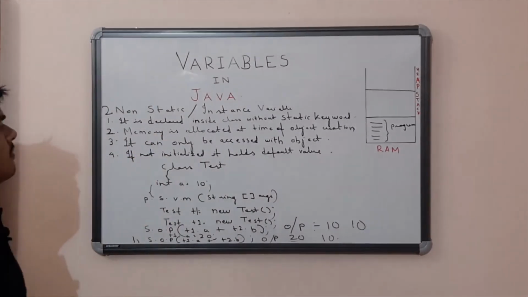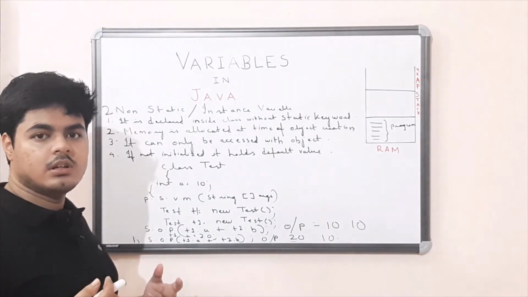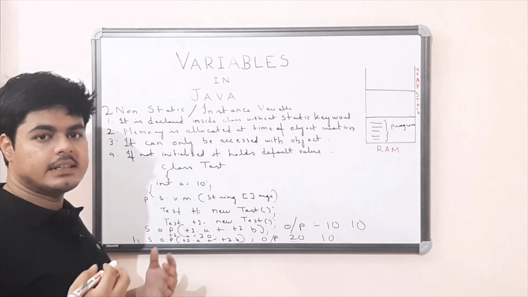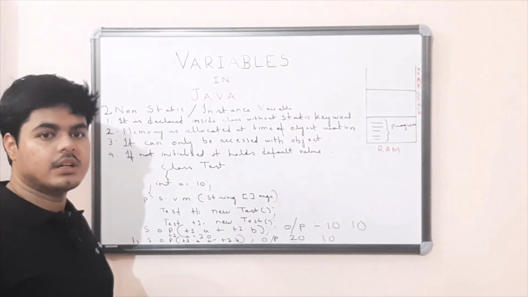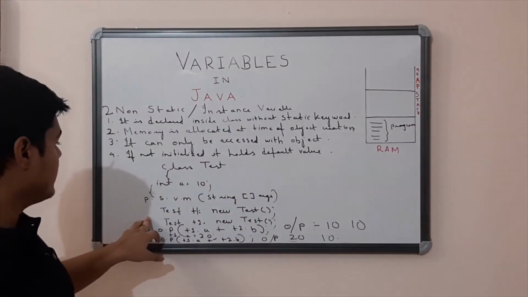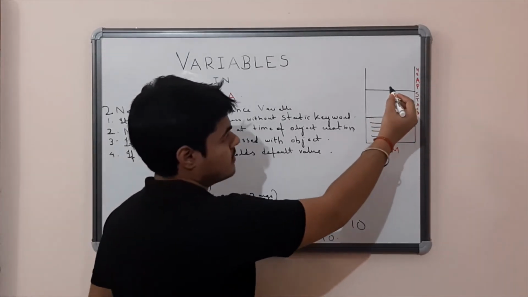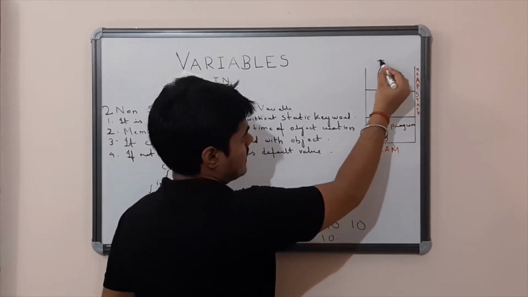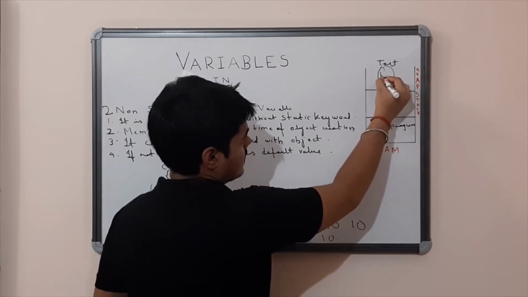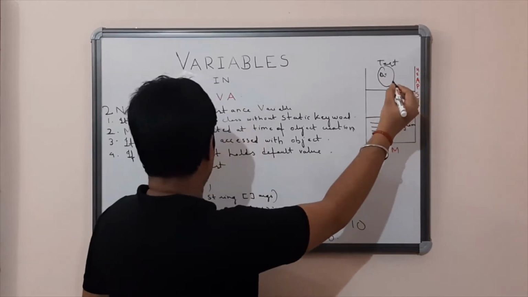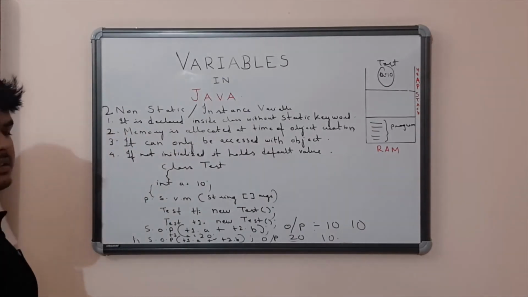Now the second one is, memory is allocated at the time of object creation. At runtime, when memory is allocated for an object, at that time memory for the non-static variable is also allocated. Now suppose here we are creating the object test1. So this object is created in the heap. The variable a, that is 10, is a part of this object.